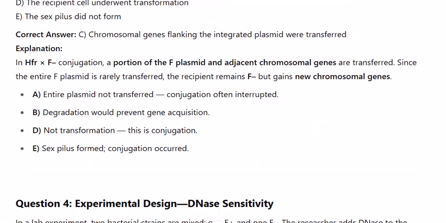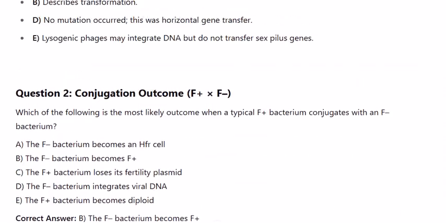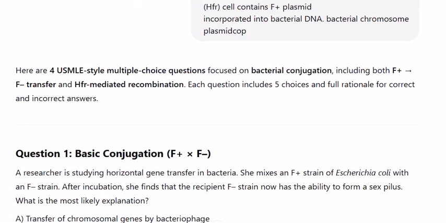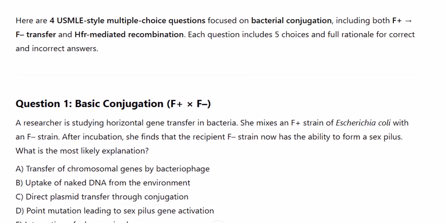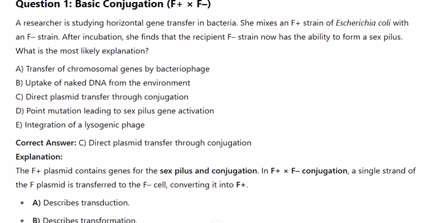Bacterial conjugation, including both F plus F minus transfer and HFR-mediated recombination. Each question includes 5 choices and full rationale for correct and incorrect answers. Question 1, basic conjugation, F plus by F minus.